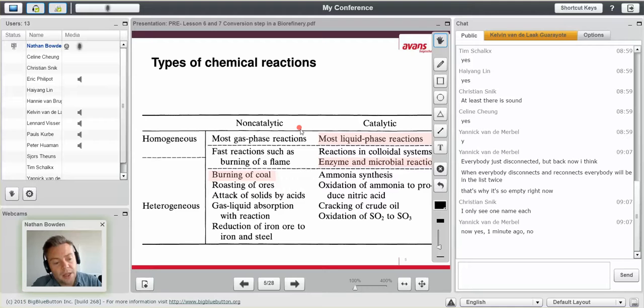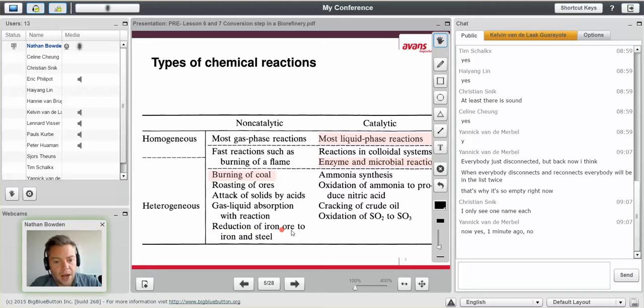And if it's denser than air and they're solid, then the reaction between a gas and a solid is very slow, to say the least. A heterogeneous non-catalytic has a lot of burning, especially burning of coal, roasting of ores. Those are non-catalytic. Attack of solids by acids, so any kind of acid hydrolysis is non-catalytic. A gas-liquid absorption with a reaction, and the reduction of iron ore to iron in steel.